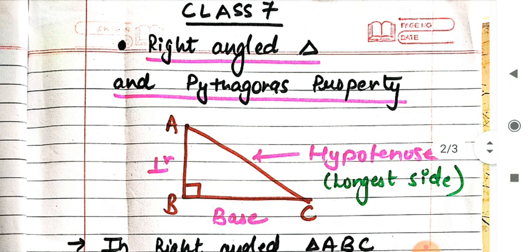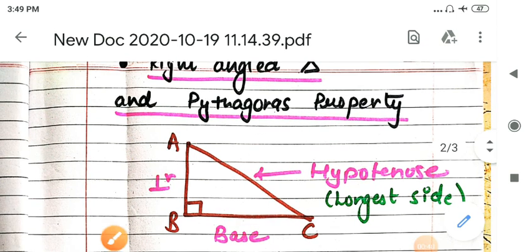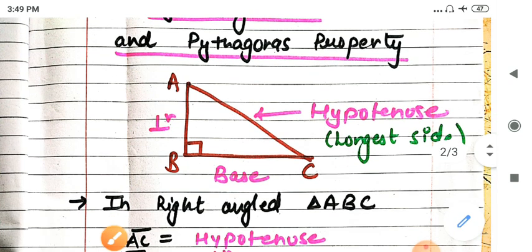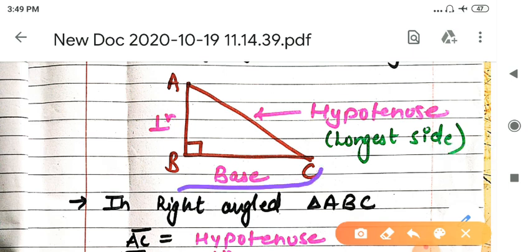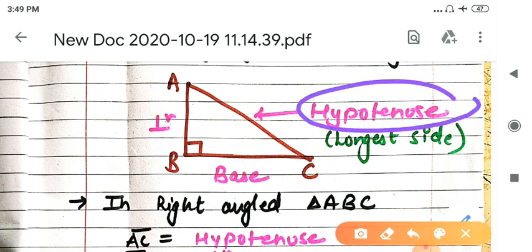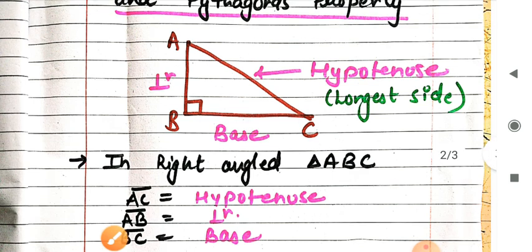In a right angle triangle, the sides have some special names. The side which is opposite to the right angle is called the hypotenuse, as you can see in this figure. Here AC is called the hypotenuse, AB is known as the perpendicular side, and BC is known as the base of the triangle. Mind well that the hypotenuse is the longest side of the triangle. Pythagoras theorem can only be applied to a right angle triangle.